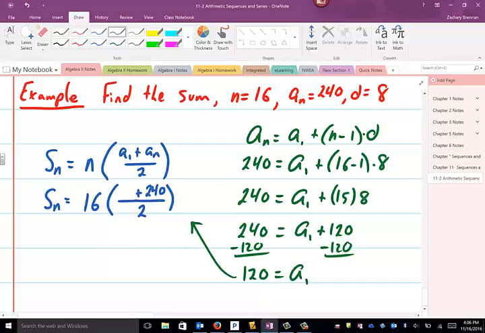Go back, plug it in. If I drop that 120 in right over here, I can now work this out. S sub n equals 16 times, what's that, 360? And then we can divide that by 2, which would be 180. And then take 16 times 180, I don't know, calculator says it's 2,880.